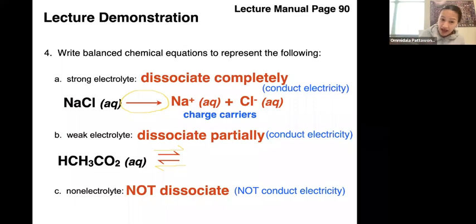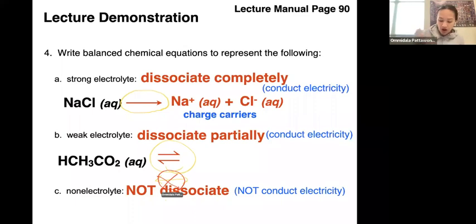Some of them still stay as the molecule. That's why you are going to use the equilibrium arrow. This is what we refer to as the equilibrium arrow. It goes in two directions. Do not use this other arrow, because it doesn't represent an equilibrium arrow. So don't use that.